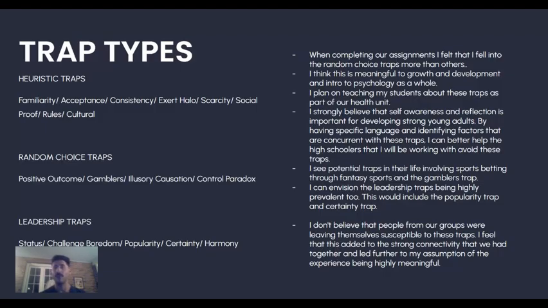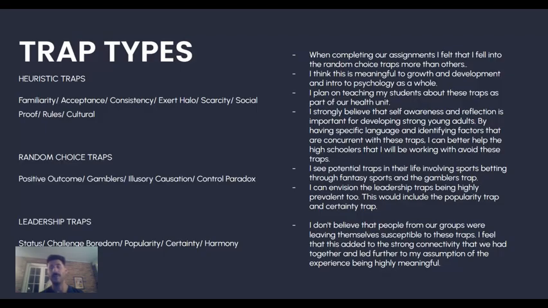When completing our assignments, I felt that I fell into the random choice traps more than the others. I think that this is meaningful to growth and development and is an intro to psychology as a whole. I plan on teaching my students about these traps as part of our health unit. I strongly believe that self awareness and reflection is important for developing strong young adults.